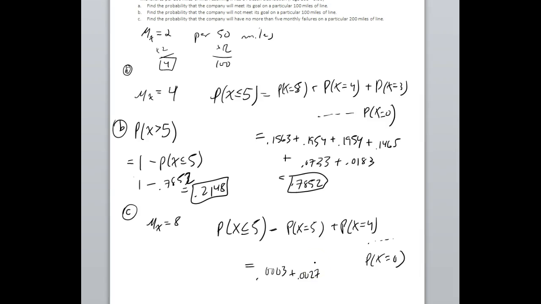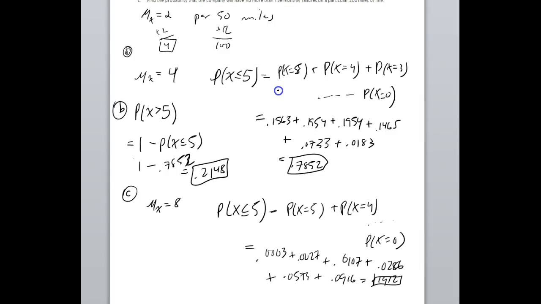Okay, I'll read the rest off my notes here. 0.0107 plus 0.0286 plus 0.0573 plus 0.0916. That's all going to add up to 0.1912. So roughly a 19% chance that they meet their goal of less than or equal to 5 line failures in 200 miles of line.